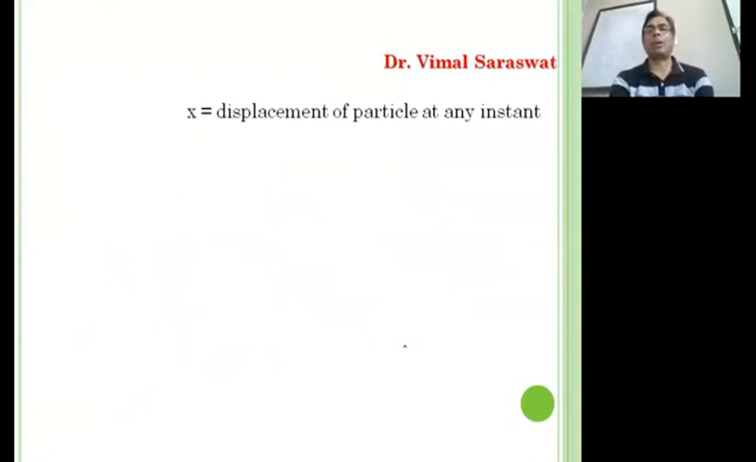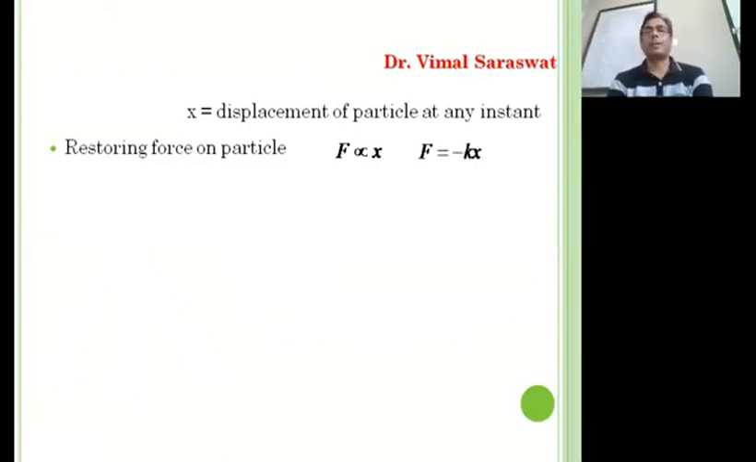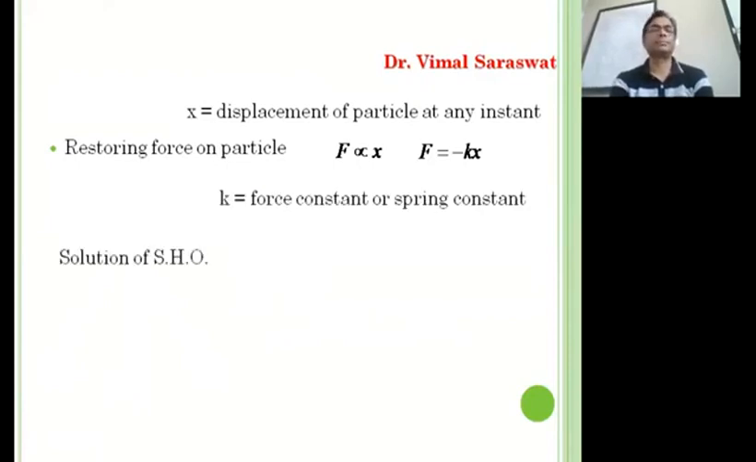If x is the displacement of the particle at any instant, then the restoring force F on the particle is directly proportional to x. If we eliminate the proportionality sign, there will be an equal to sign and a constant of proportionality. Here we use k as the constant of proportionality. So F equals minus kx. The negative sign shows that this force is always acting towards the mean position. k is known as the force constant or spring constant.